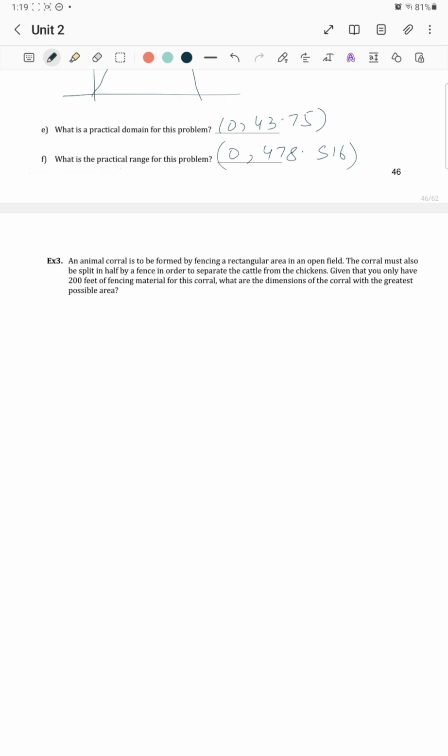An animal corral is to be formed by fencing a rectangular area in an open field. The corral must also be split in half by fencing in order to separate the cattle from the chickens. Given that you only have 200 feet of fencing material for this corral, what are the dimensions of the corral with the greatest possible area?